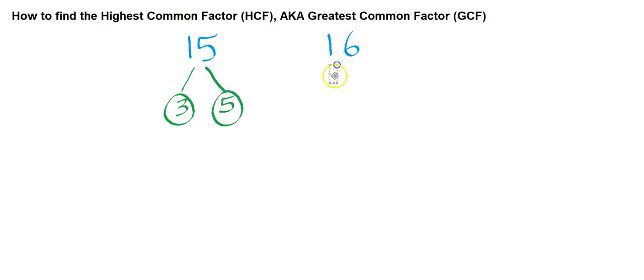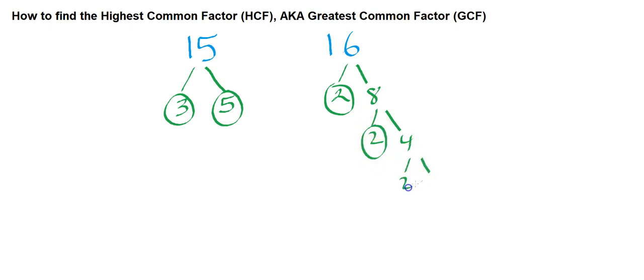What about 16 though? If we go with 16, what times what equals 16? Well, let's go with 2 and 8. 2 is a prime number. Let's go with 2 times 4 equals 8. 2 is a prime number, and 2 times 2 will equal 4, and 2's are prime numbers.